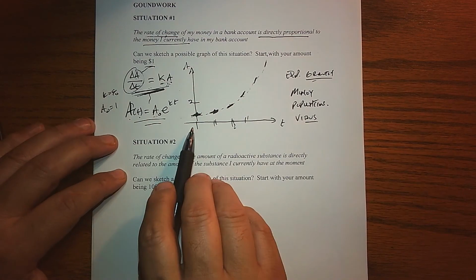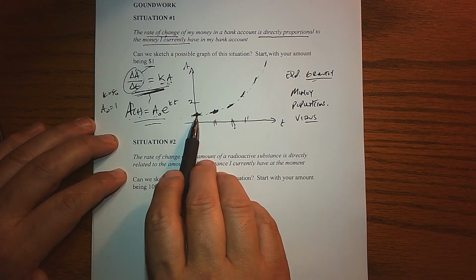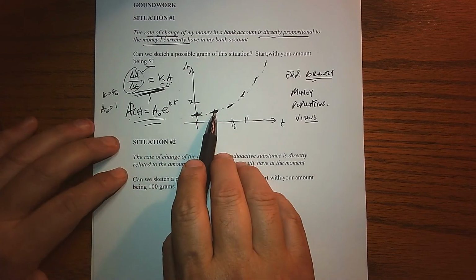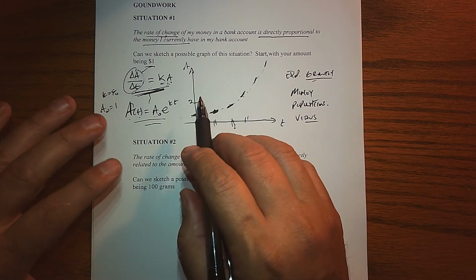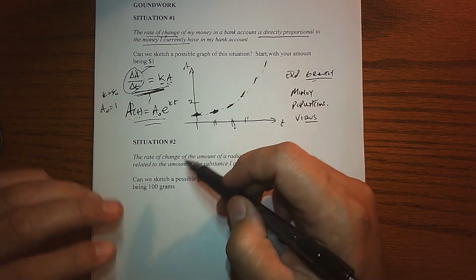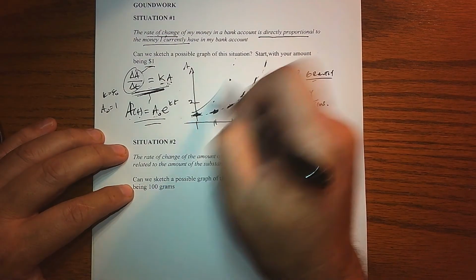And again, if we let T be the number of people, if there's only one person infected, then maybe that person infects 2 people. And then those 2 people go out and infect 4 people. And then those people go and infect 8 people. So before you know it, what we have is that nice exponential curve again.